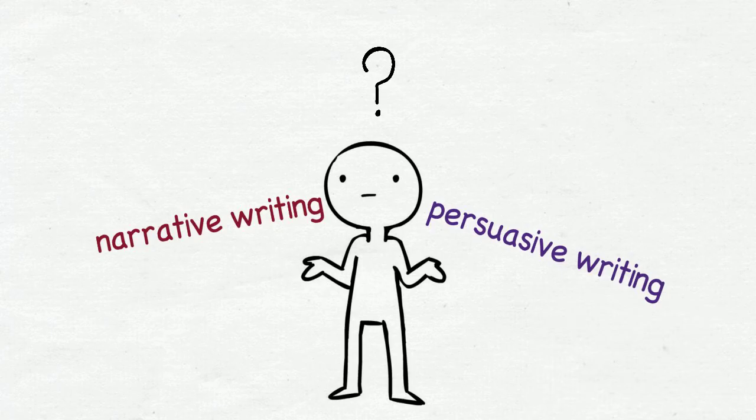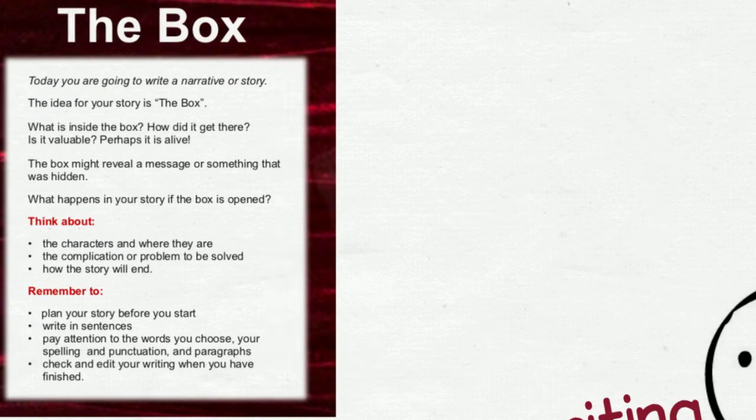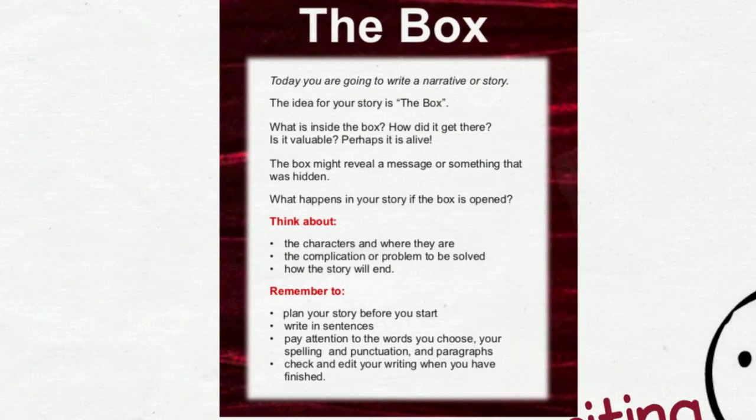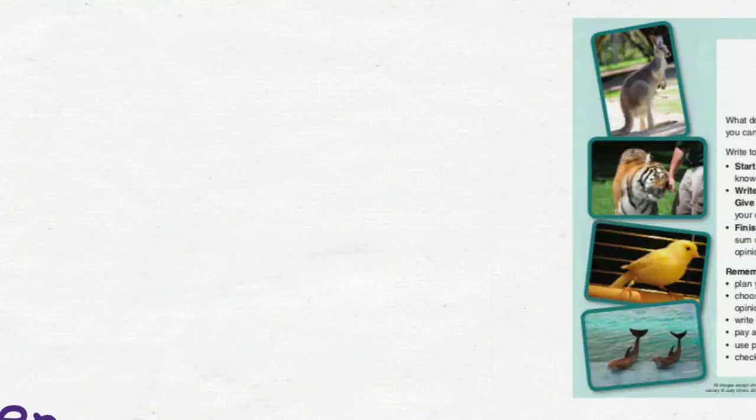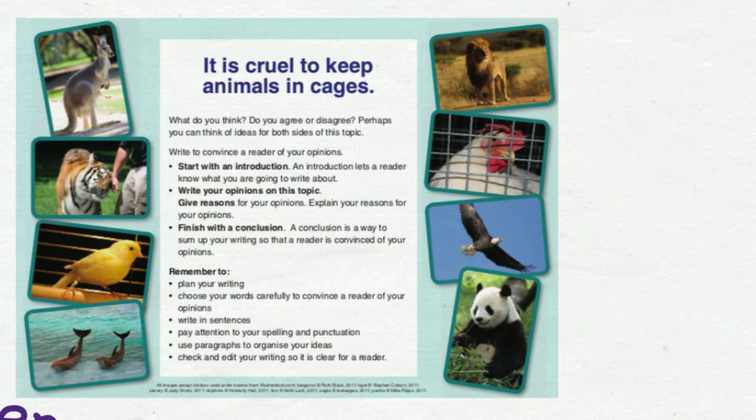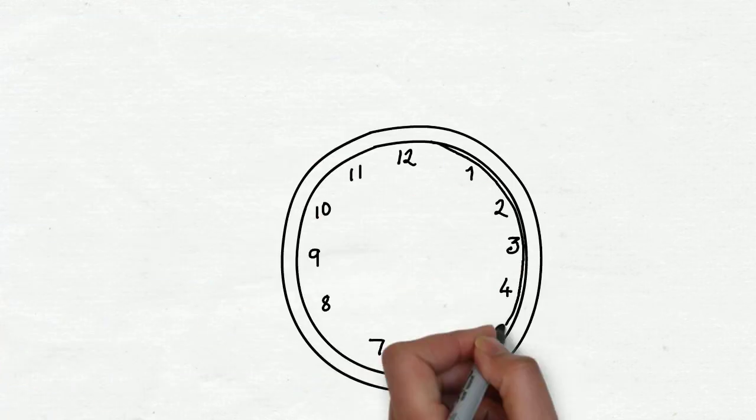The students are given a prompt on the day of the test and some guidelines to help them get started. So here's an example of a narrative prompt, where the children are asked to write a story inspired by an empty box. And here's an example of a persuasive text prompt, where the children are asked to think about, should animals be kept in cages?